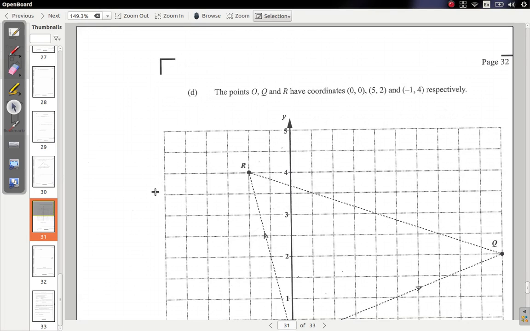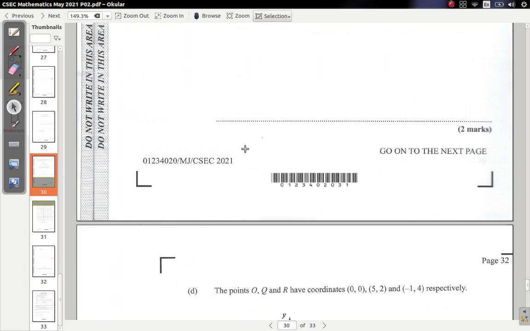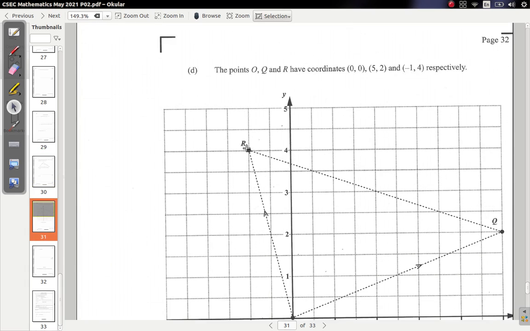In our previous video, we looked at part C of question 10 from the May 2021 past paper. Let us look at part D.